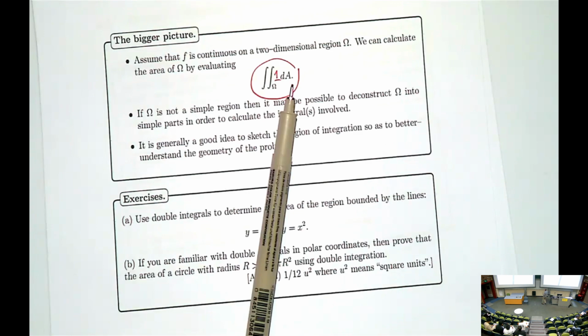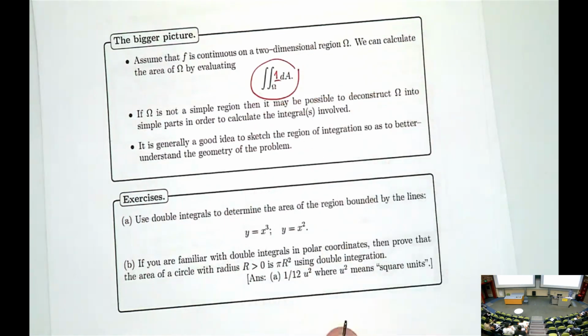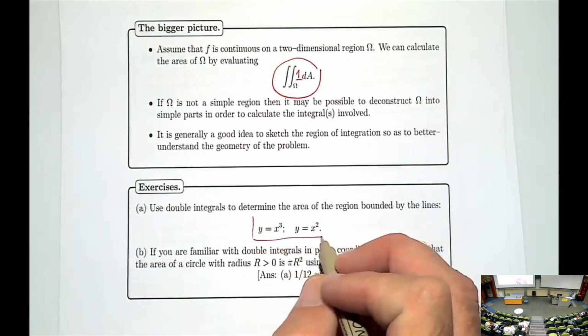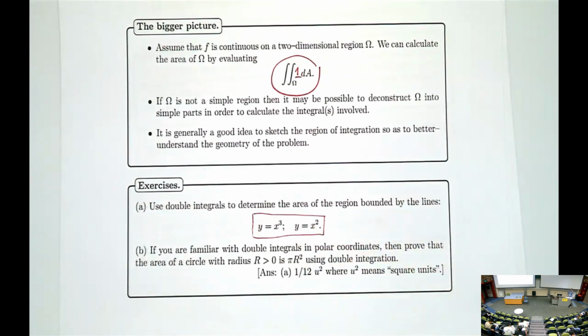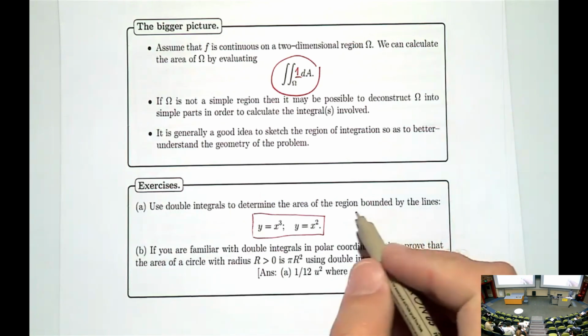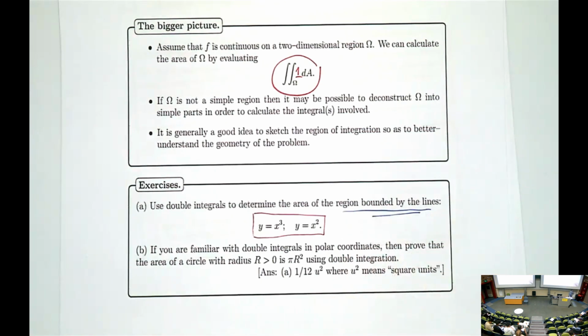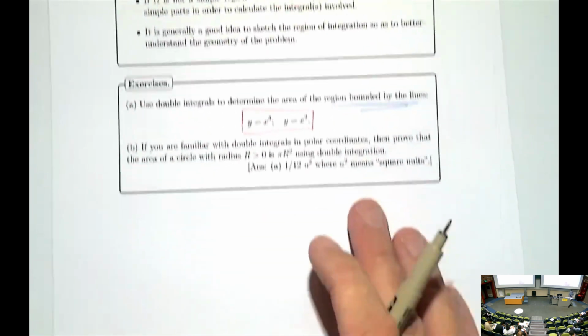Okay, let's look at another example. Double integrals to compute the area. Now this is really a high school problem, but let's just set it up and see what happens. So you guys can help me here. It's bounded, so when we say bounded, it means the edges of those functions.